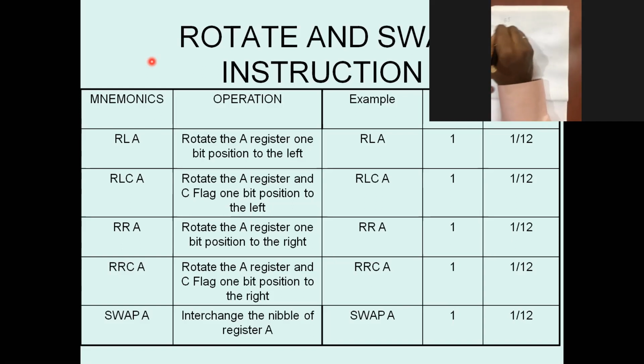Before the instruction the accumulator is AB. After the instruction, the accumulator will be BA. It just interchanges the nibbles. A will be in the position of B and B will be in the position of A. AB becomes BA. If CD, then DC. If 56, then it will be 65. The higher nibble comes into the lower nibble and the lower nibble comes into the higher nibble.